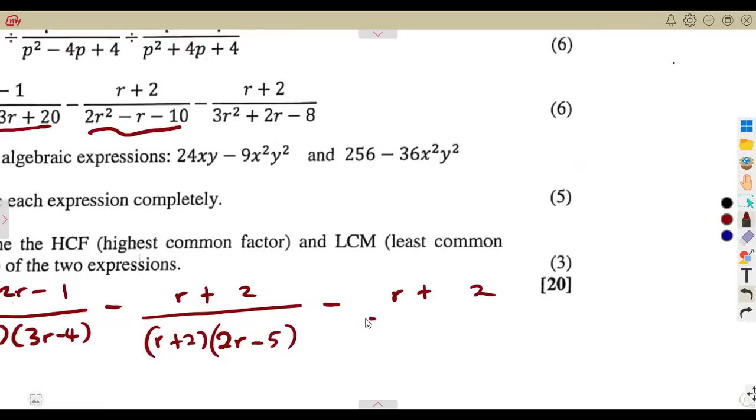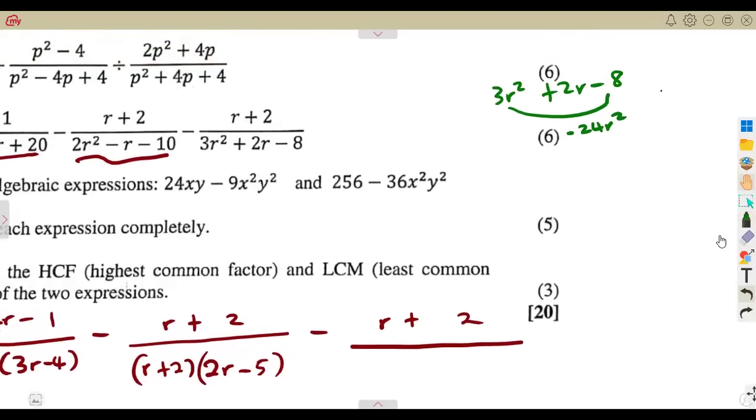So that's r plus 2 there over this bracket, this part that we need to factorize again. So we've got 3r squared plus 2r minus 8. Multiply these two, that will be minus 24r squared. Do we have two terms that we multiply to obtain negative 24, but if we add, we must get a positive 2? Yes, let's think of 6 and 4, but one of these must be negative.